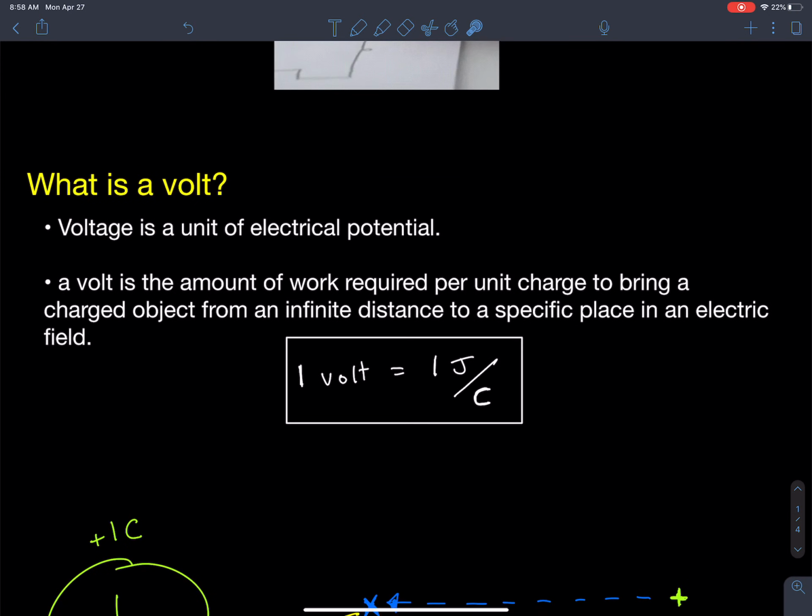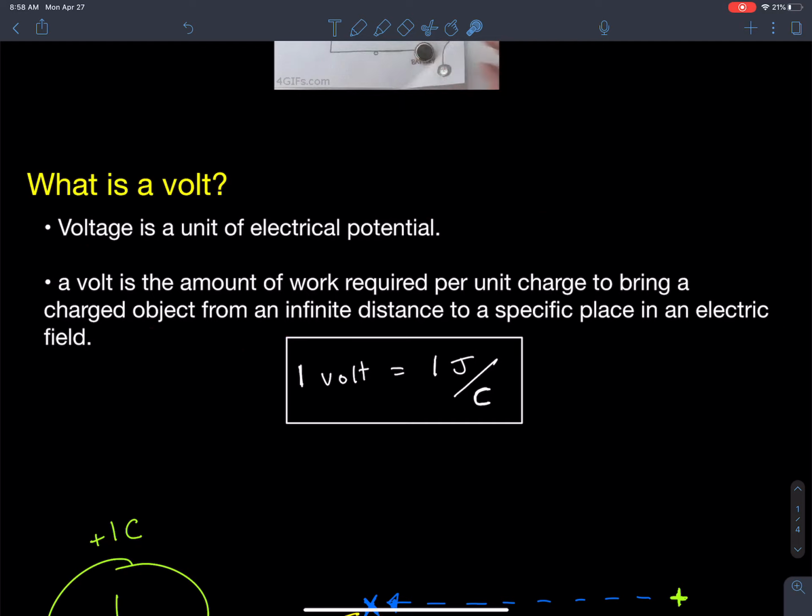What is a volt? Okay, so voltage is a unit of electrical potential. Okay, just like gravitational potential energy, stored energy. Okay, so a voltage is a unit of electrical potential or stored energy. And more importantly, the voltage is the amount of work required per unit charge to bring a charged object from an infinite distance to a specific place in an electric field. Whoa, that's a complicated definition.